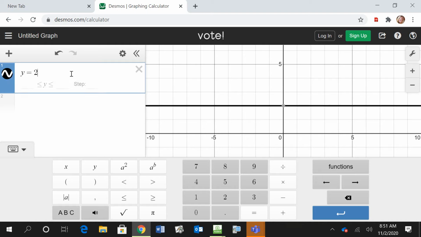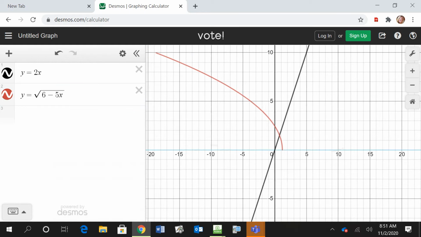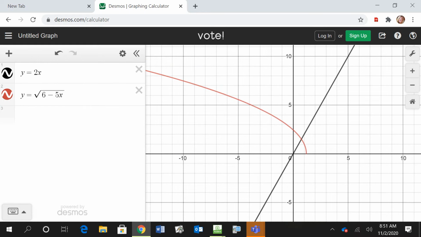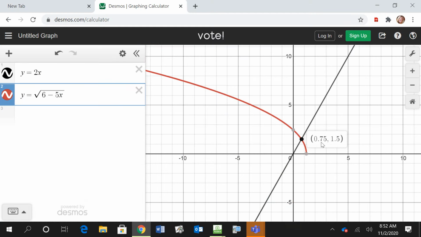So y equals 2x was the first, and then y equals the square root of 6 minus 5x was the next. Okay, so I'm going to pull this back, and I can see that they meet in only one place. That means there's only one answer. Now when I click on it, you may be asking yourself, well, which one is the answer? Is it 0.75 or is it 1.5? If we look back to our problem, we are trying to solve for x. So when I look here, think of this: which one of these represents the x? The first number is the x. That means there is only one answer because they only cross in one place, and that x answer is 3/4.